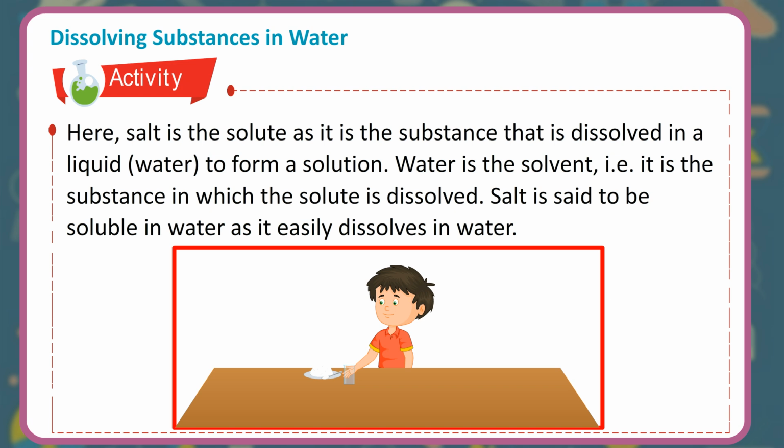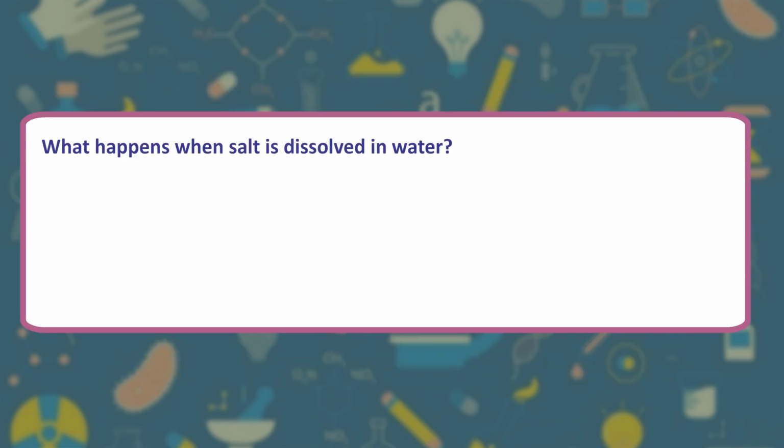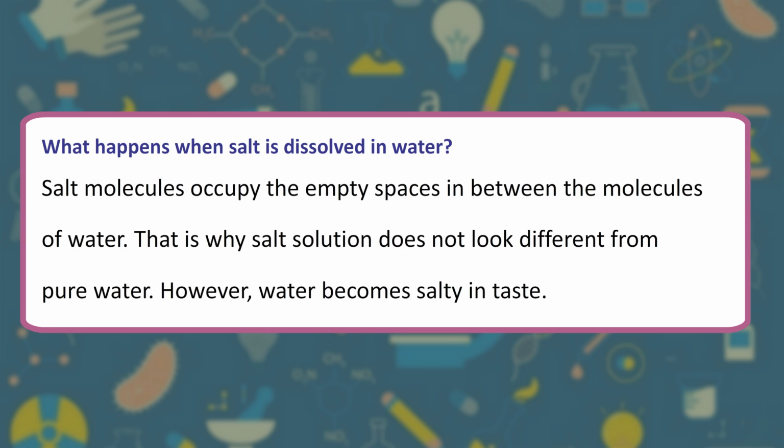it is the substance in which the solute is dissolved. Salt is said to be soluble in water as it easily dissolves in water. What happens when salt is dissolved in water? Salt molecules occupy the empty spaces in between the molecules of water. That is why salt solution does not look different from pure water. However, water becomes salty in taste.